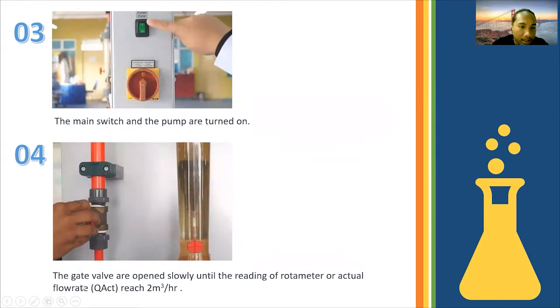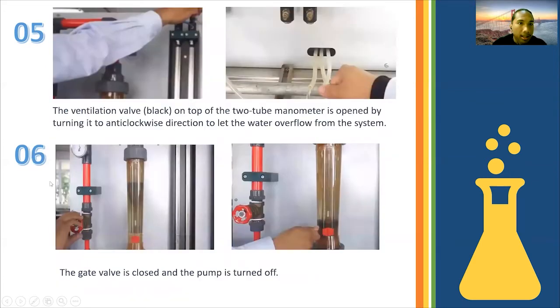The fourth step is the gate valve is opened slowly until the reading of the rotameter or actual flow rate reaches 2 meter cube per hour. Here, the gate valve. Okay, the fifth step is the ventilation valve, the black one.